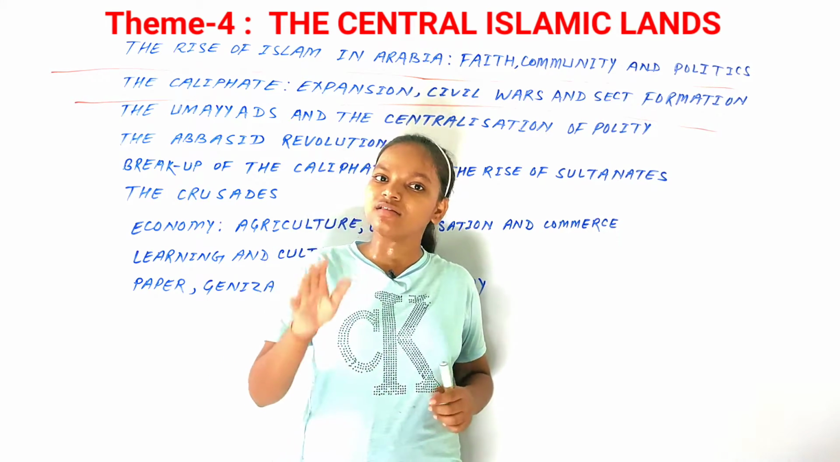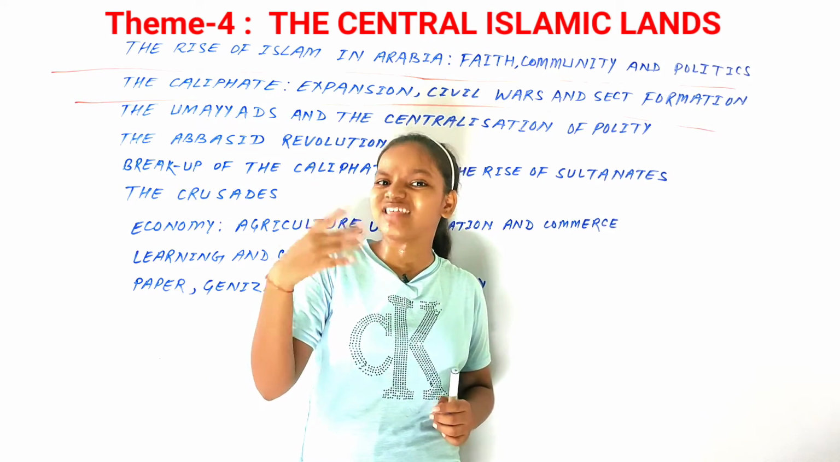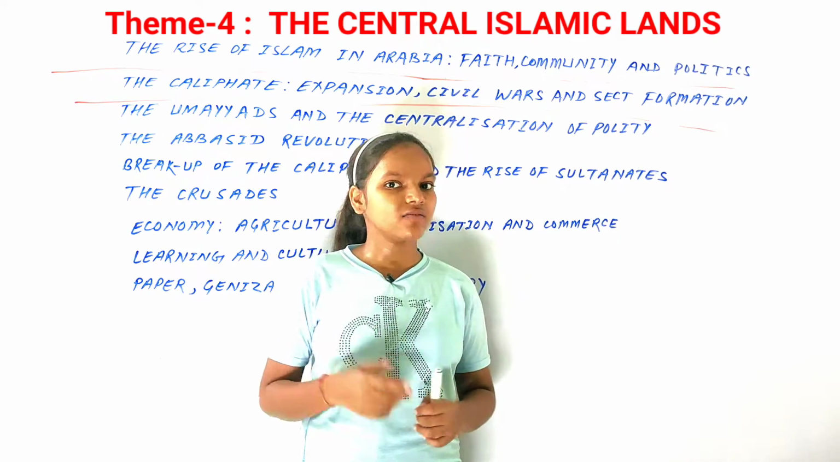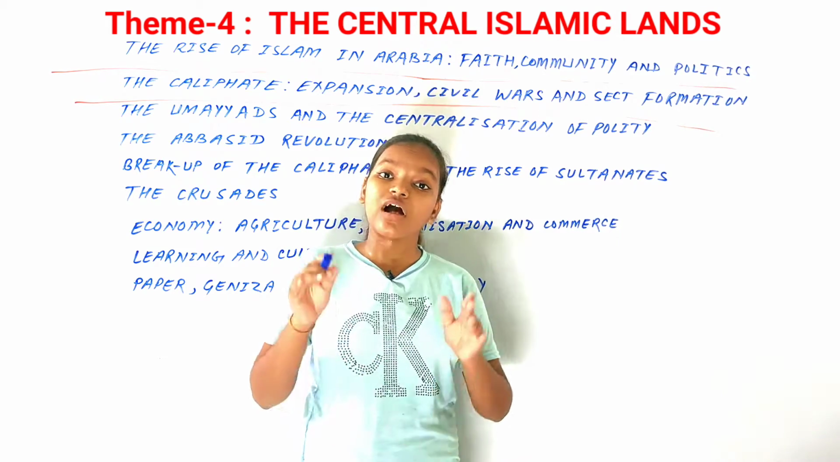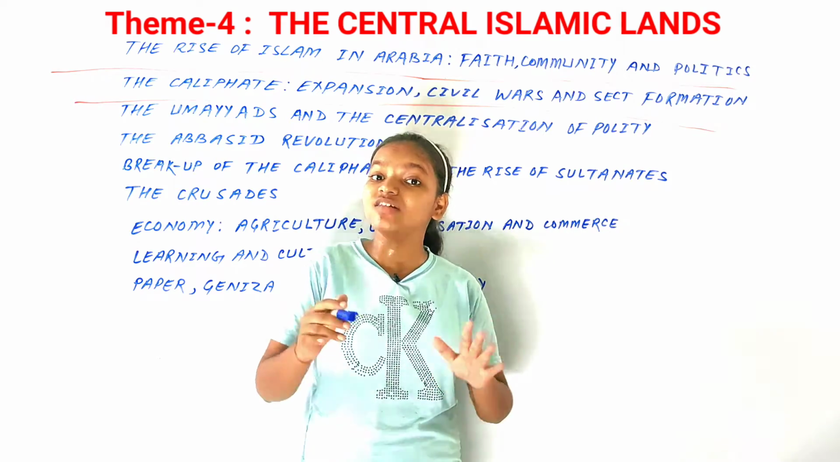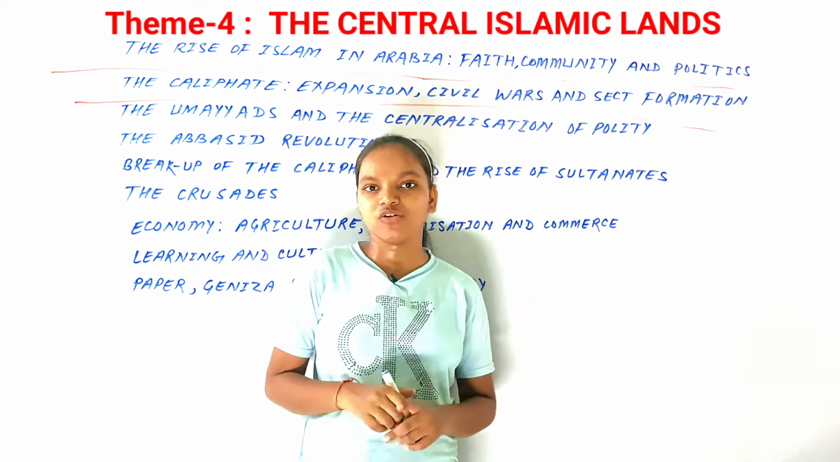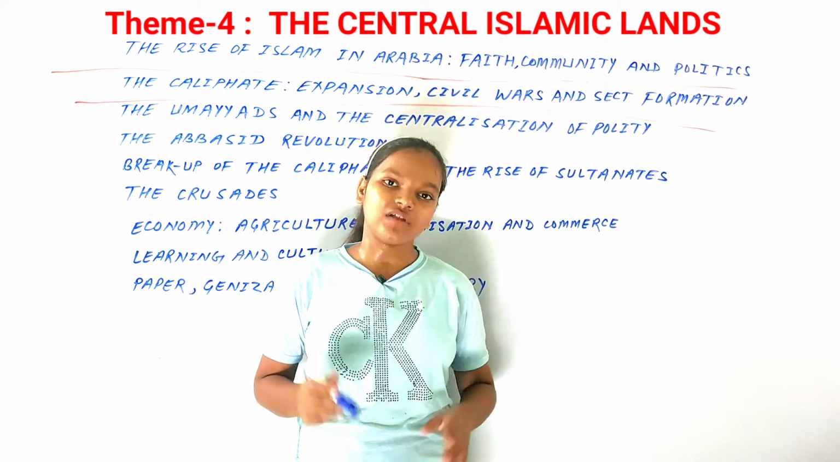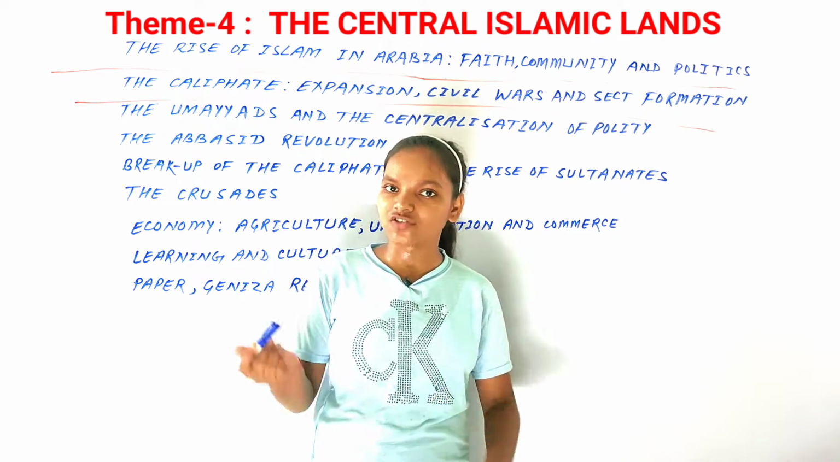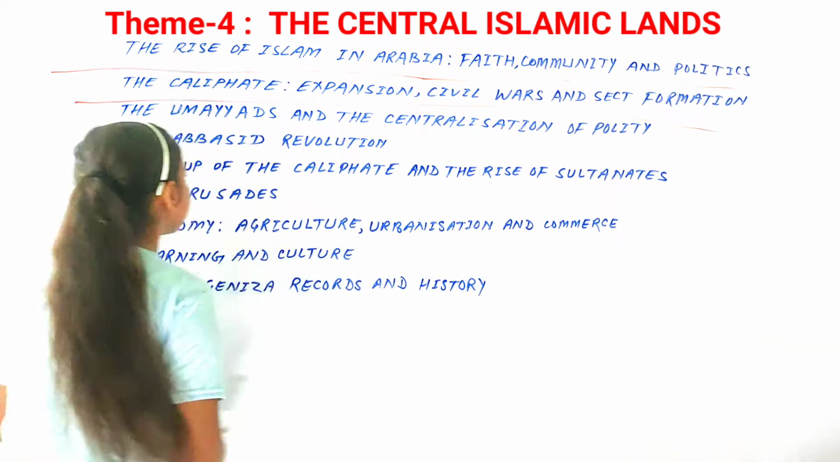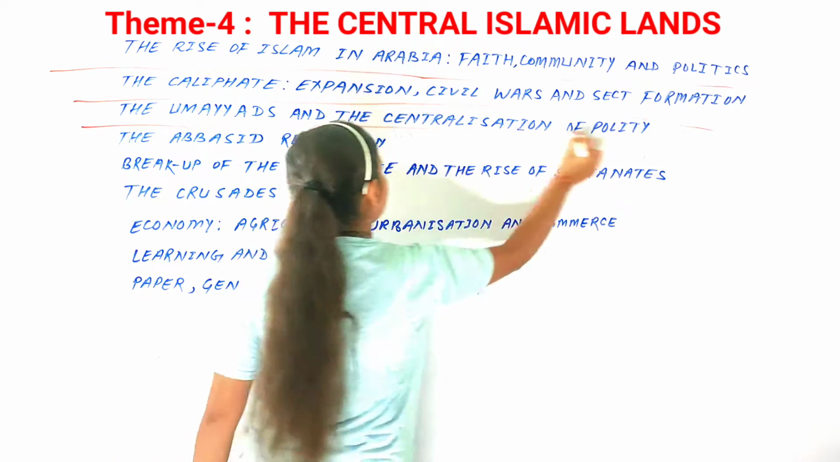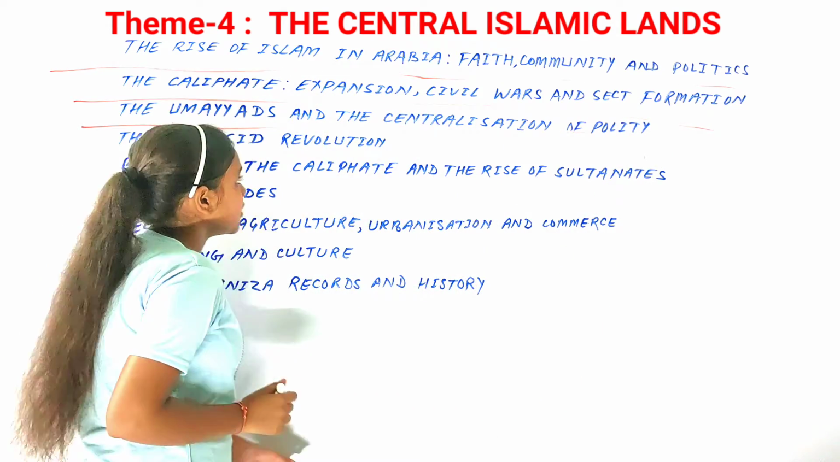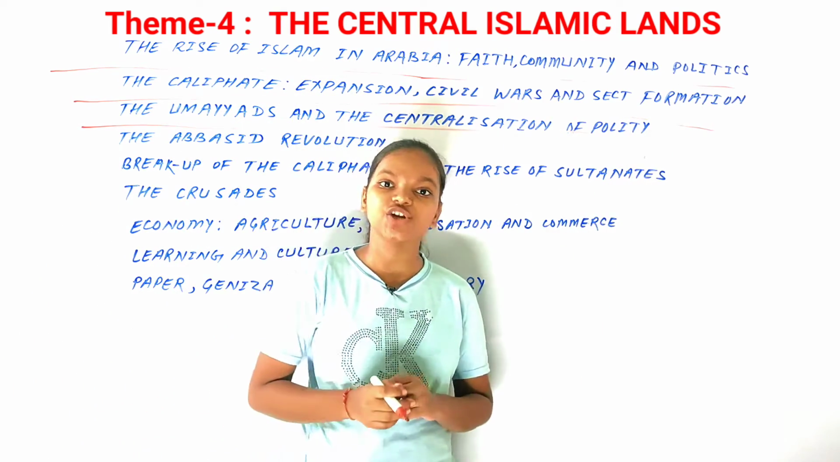Ali's sons now wanted to be caliph, but Muawiyah took the opportunity and established his own dynasty, known as the Umayyad dynasty. So let's talk about the Umayyad dynasty in the next topic, that is, the Umayyads and the centralization of polity.